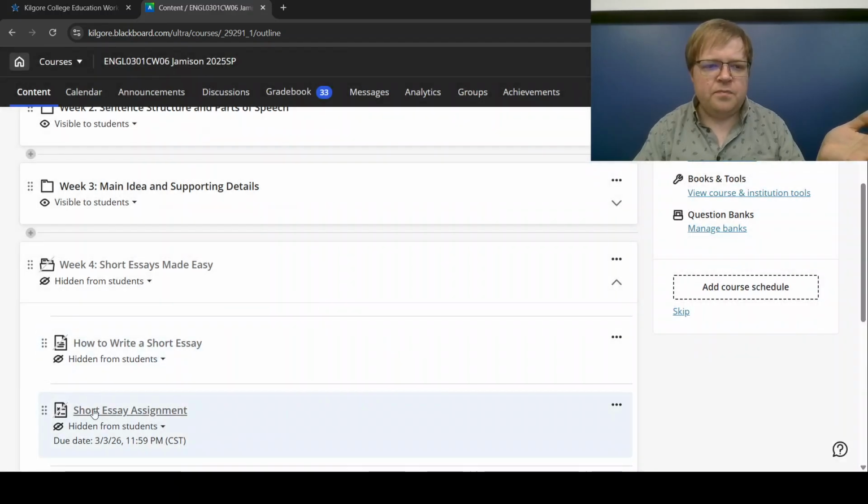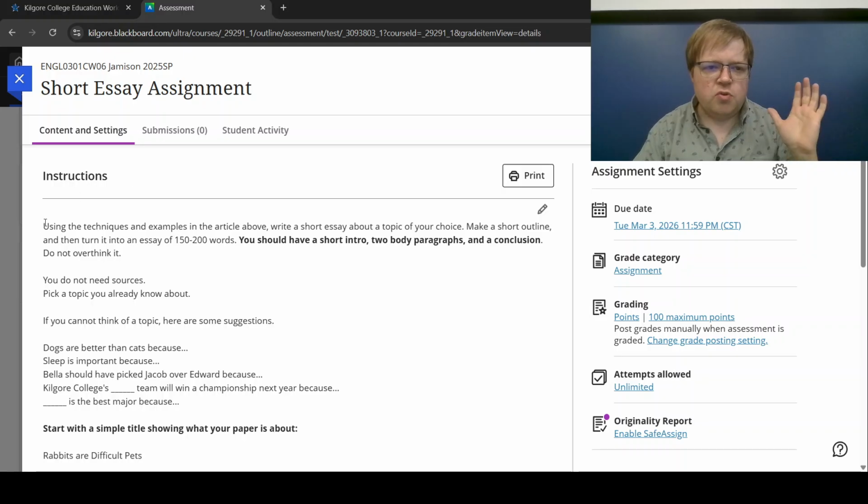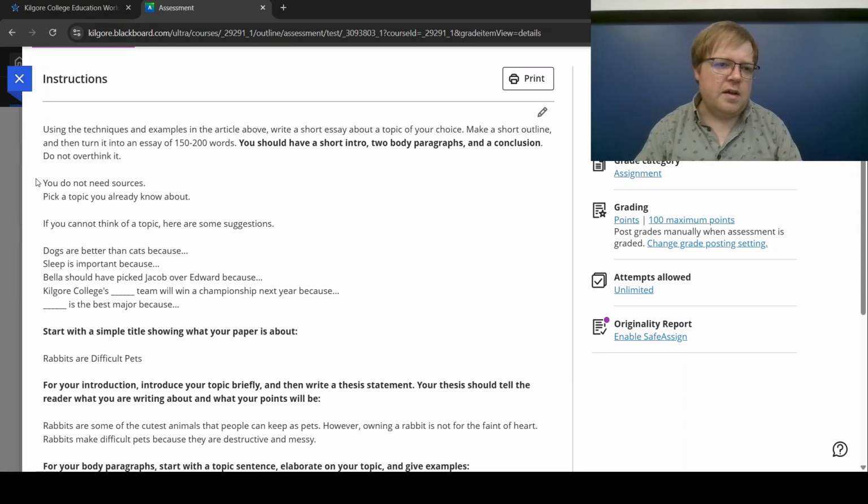And then your assignment for this week is this right here, where you will use the techniques discussed in the article to actually write an essay yourself. Make a short outline, come up with ideas, and then form that into a complete essay. And you don't need any sources for this part.